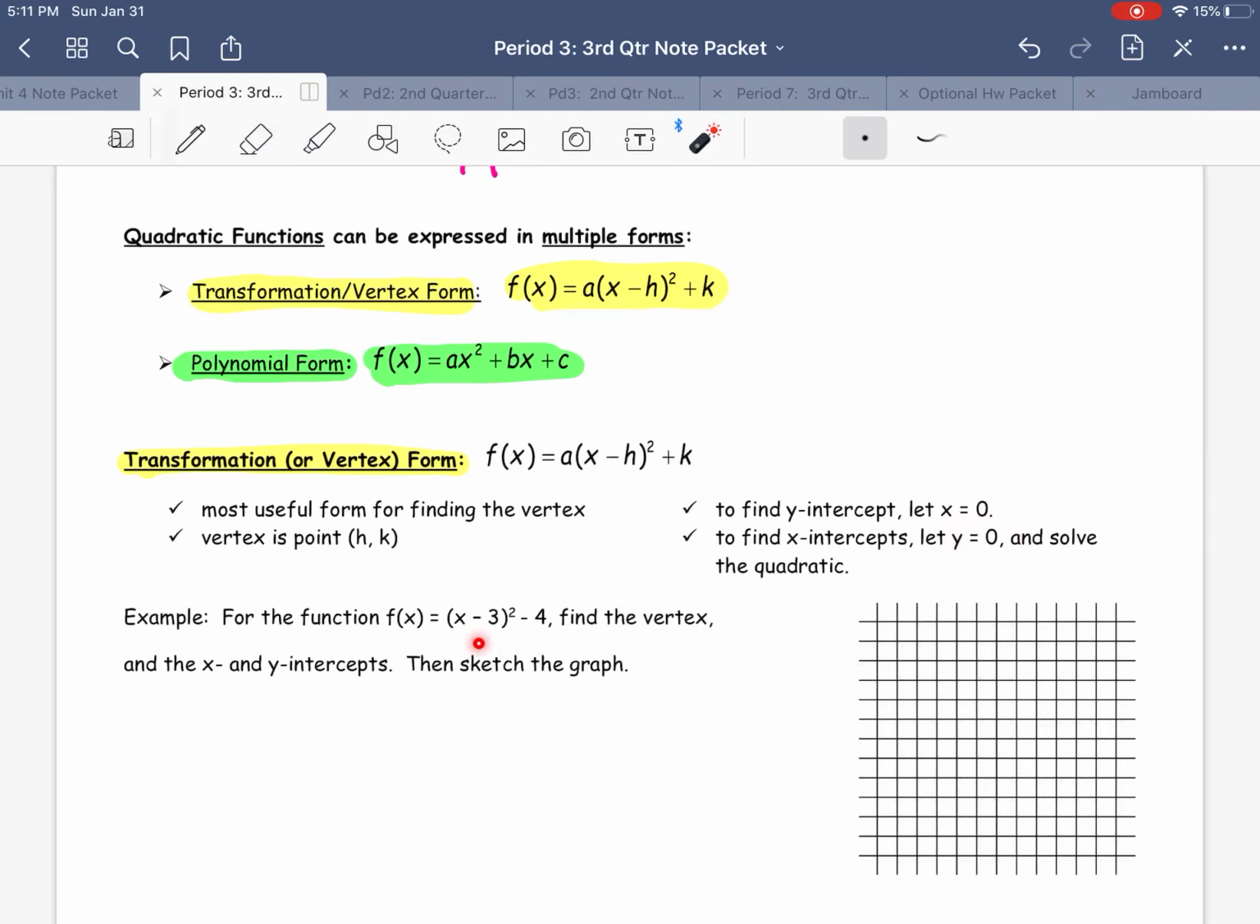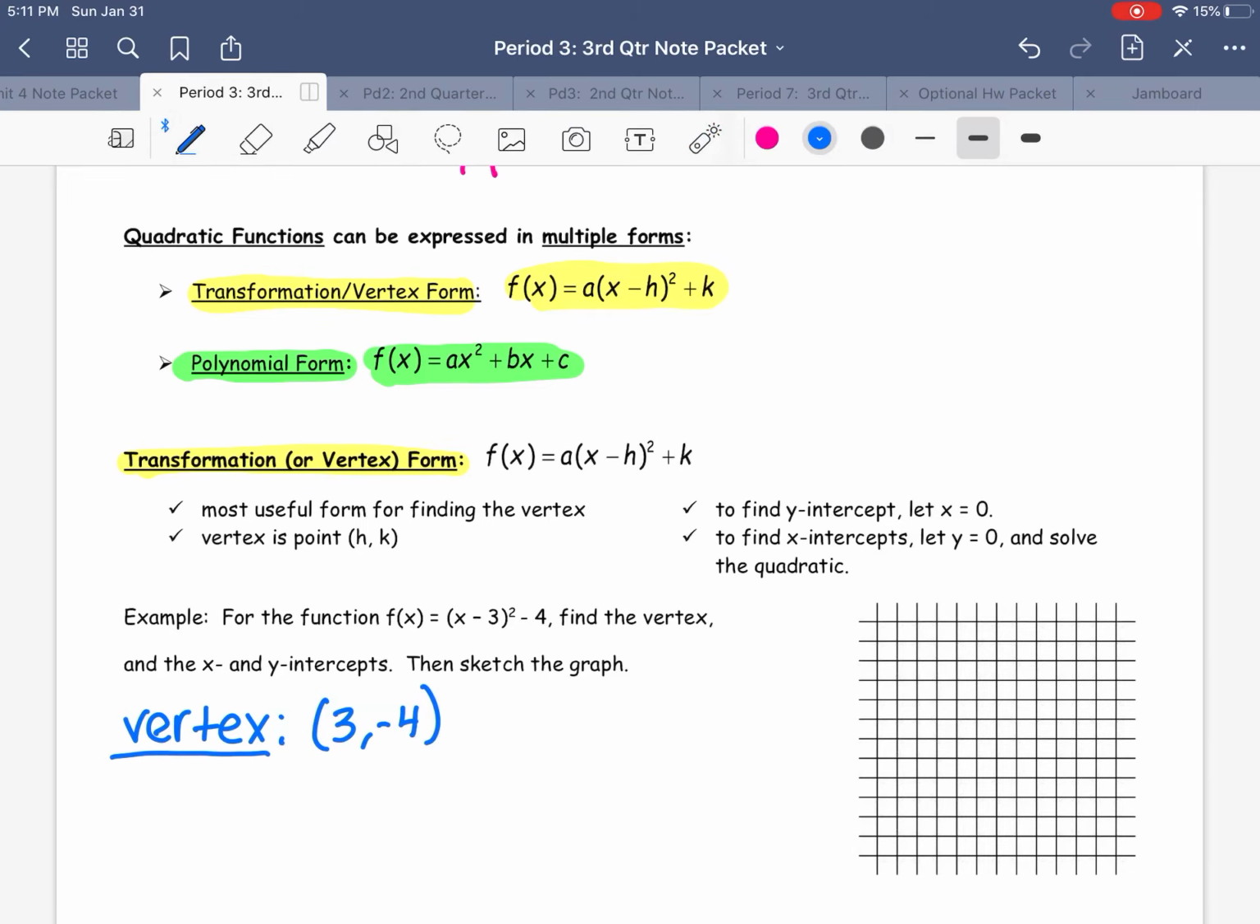So let's take a look at our first example. Here's our function. It's in vertex form for us. And so the first thing I want us to do is find the vertex. Well, when it's in vertex form, the vertex is h, which is 3, comma k, which is -4. Notice I only switch the sign if it's inside the parentheses. Within the parentheses, I switch this over to a +3, and out here I'm keeping this as a -4.